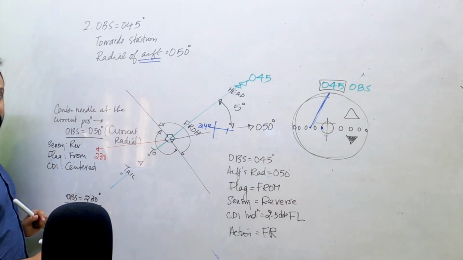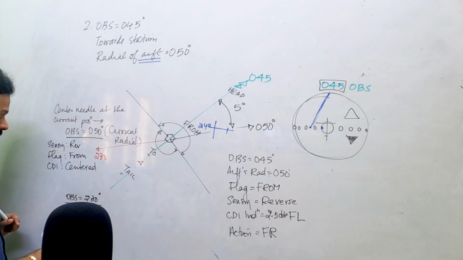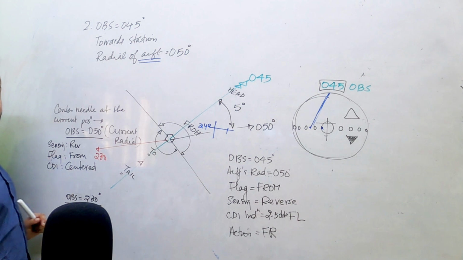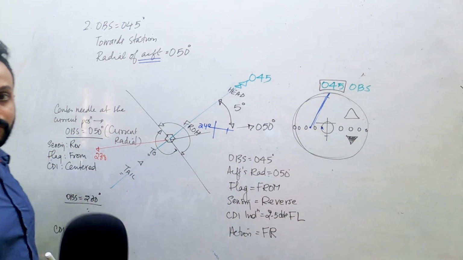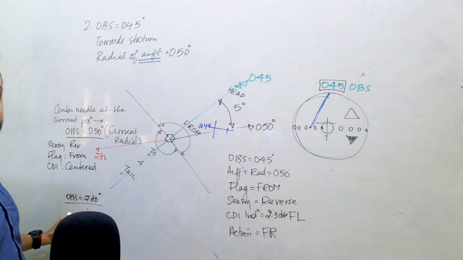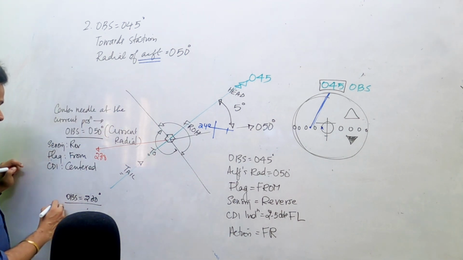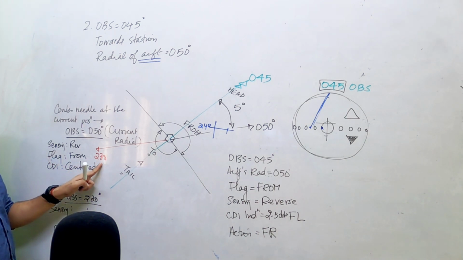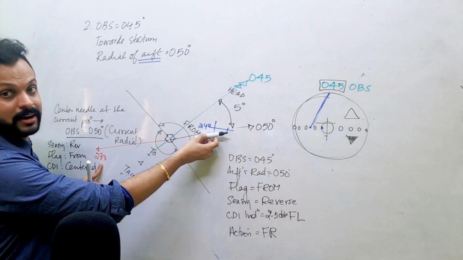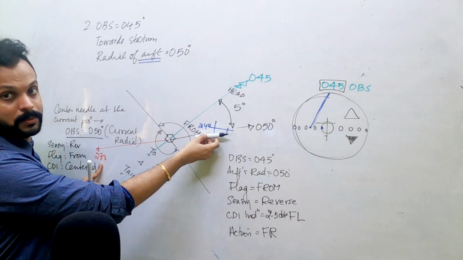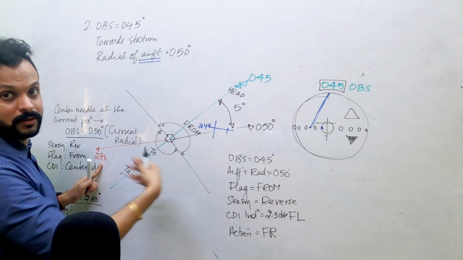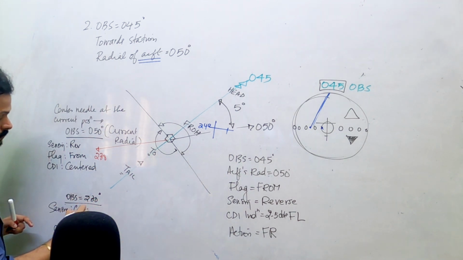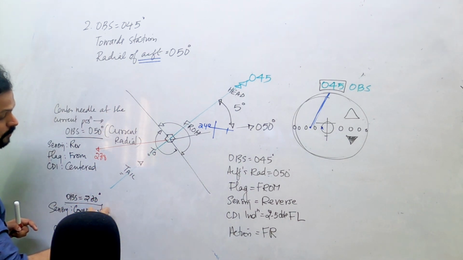Now, if I OBS 230, what is the CDI indication? The CDI indication is still centered. If you OBS 050 or if you OBS 230, your CDI will be centered, right? But what about sensing? If I OBS 230, now I am on the tail side of 230, moving to the station. Therefore, what sensing is it? Forward sensing, or command sensing, or normal sensing, right?